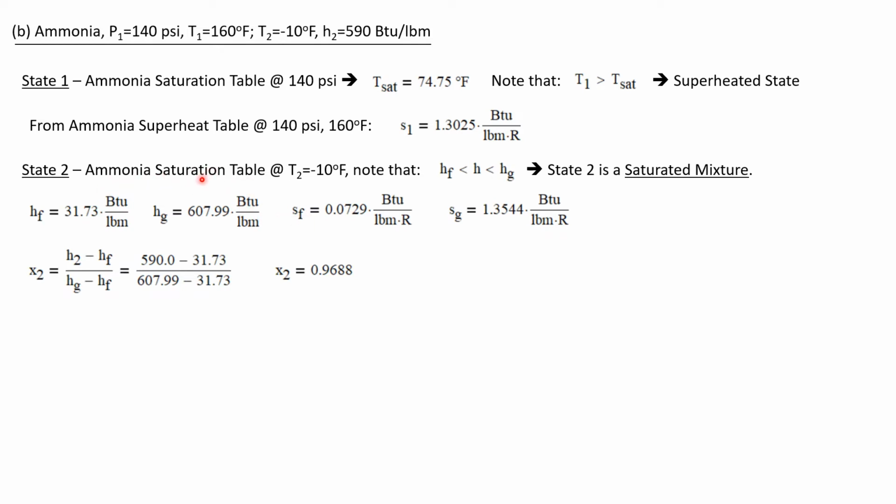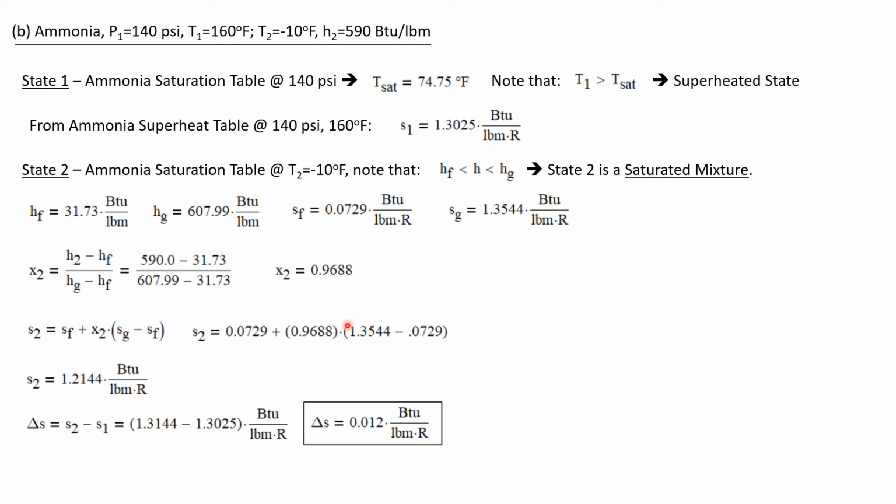Now for state 2, again, I'll start in the saturation table. T2 is minus 10 degrees Fahrenheit, and we'll note that the value of enthalpy that we're given, this 590, is in between H sub F and H sub G. So that tells us that this state is a saturated mixture. So I'm going to grab values for H sub F and H sub G and S sub F and S sub G. And the first thing we'll do is calculate the quality at state 2. It's just the enthalpy at state 2 minus H sub F over H sub G minus H sub F. We have these values from the table. We get the quality at state 2 is 0.9688.